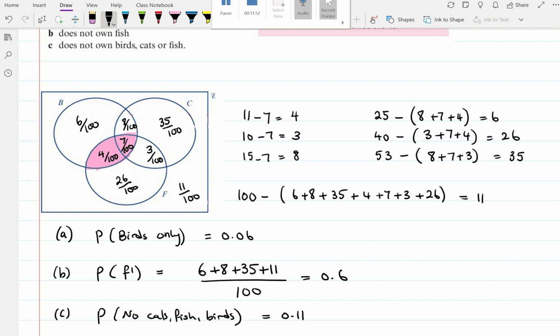So again, it's very much GCSE at this stage, and this is section 4.2.